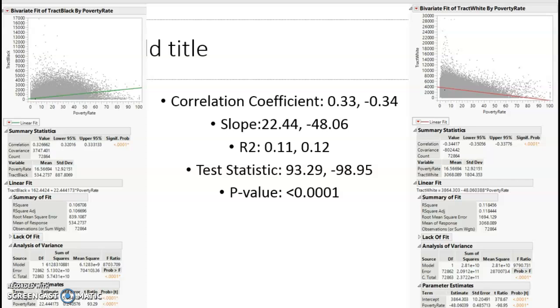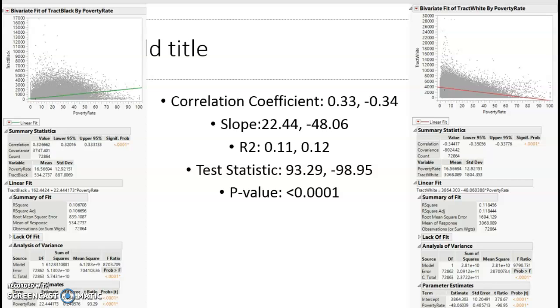This is my simple linear regression. I have poverty rate on the x-axis and the race on the y-axis. I just want to point out a few notes here. The correlation coefficient for tract black is 0.33, indicating a weak positive correlation. And for tract white, it is negative 0.34, indicating a weak negative correlation.